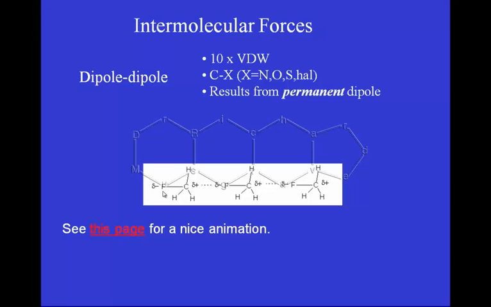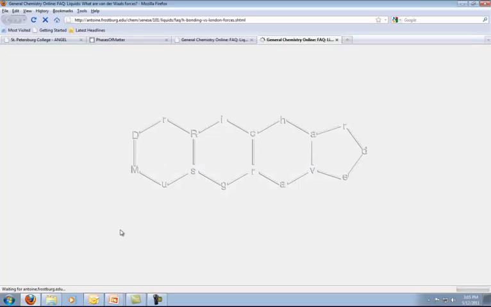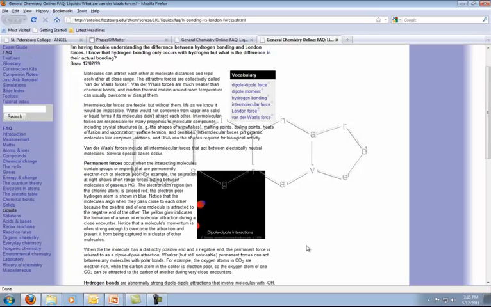So these are permanent dipoles, and because the dipoles are permanent rather than transitory, these tend to be 10 times stronger than the van der Waals forces we were just talking about. And this page will show an animation of that as well. You can see this here. Because these dipoles are permanent, you can see how they might be inclined to line up from positive to negative and engage in activities that will keep these molecules pretty much stuck together in the liquid phase.